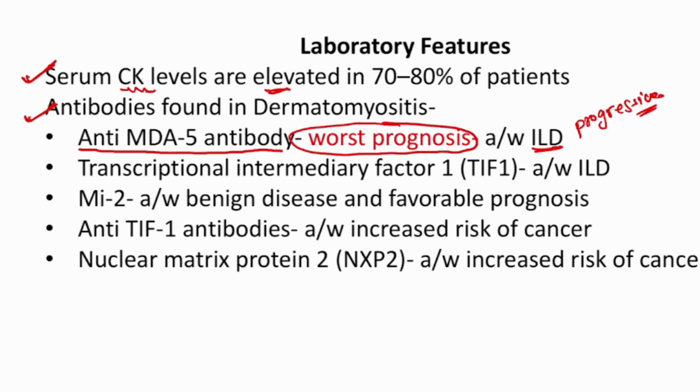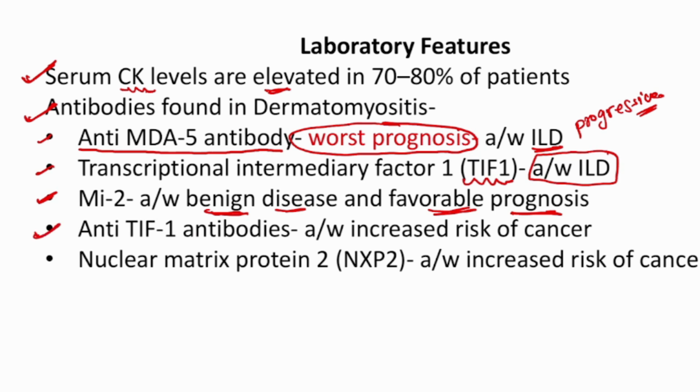Then there is anti-TIF1 antibody, transcriptional intermediary factor 1. It is also associated with ILD, right? Then anti-Me2 antibody. It is basically benign disease and favorable prognosis.